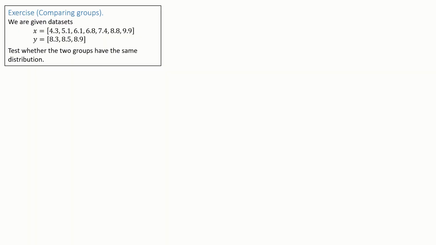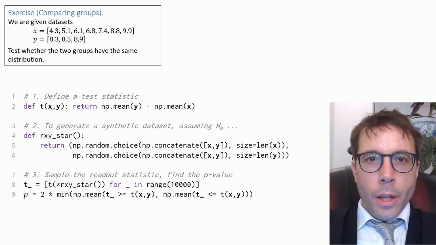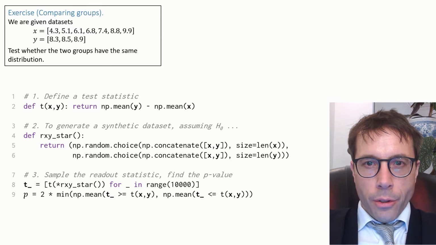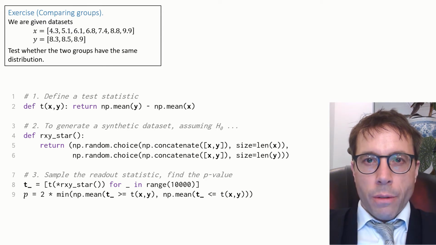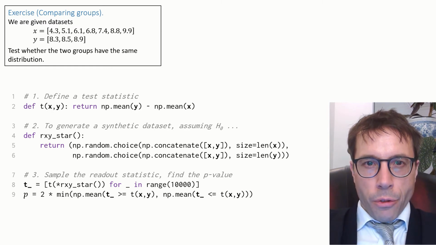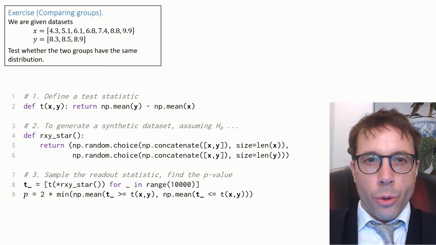Next, let's look at non-parametric resampling for hypothesis tests. Same dataset, but now we're asked to test whether the two groups have the same distribution. Here's the code. Again, steps 1 and 3 are exactly what we did before in the last video, Fisher's procedure for hypothesis testing. The only difference is step 2. For step 2, we have to generate a synthetic dataset under the assumption that H0 is true.